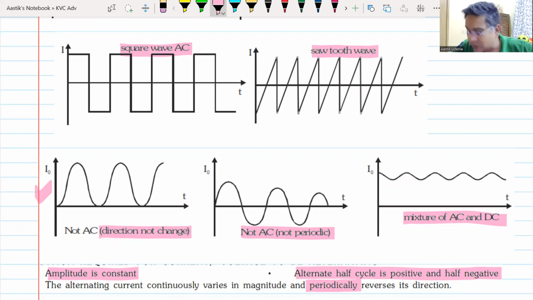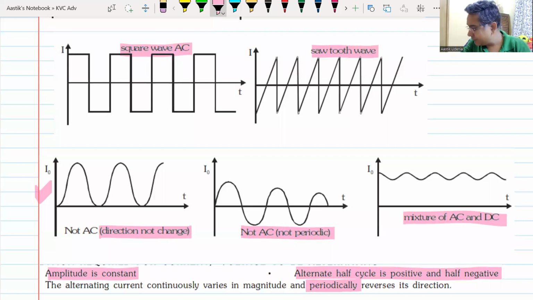It may not be in the form of a sine wave. It may be a triangular wave. It may be a square wave. It may be a sawtooth wave. Amplitude has to be same, and it has to vary periodically. I'll give you 2 minutes. If you want to note it down, you can note it down.